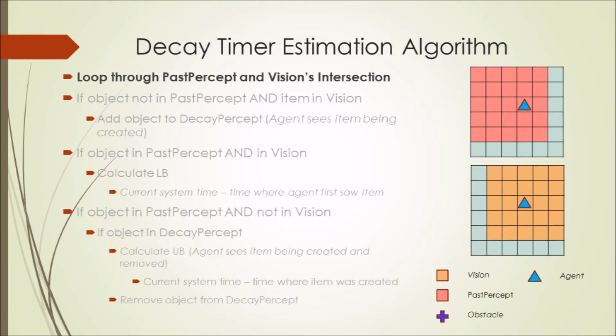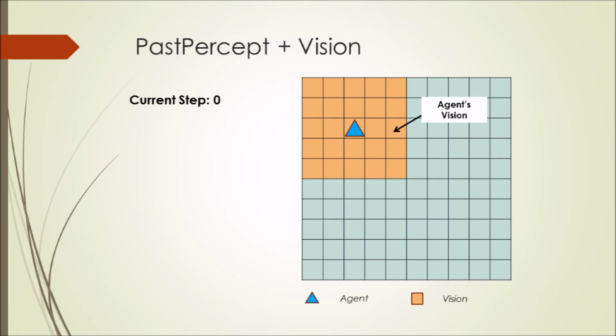The decay timer estimation algorithm was created to estimate the decay timer for the agent to suit each configuration. First, the agent loops through the intersection of past percept and vision before updating the decay percept and lower and upper boundary. Here, we illustrate how the intersection of the past percept and vision is being obtained. The agent is represented with a blue triangle. The orange area shows the agent's vision, which is obtained by the sensor readings. The current step now is 0. At the next step, the agent will move to the right.